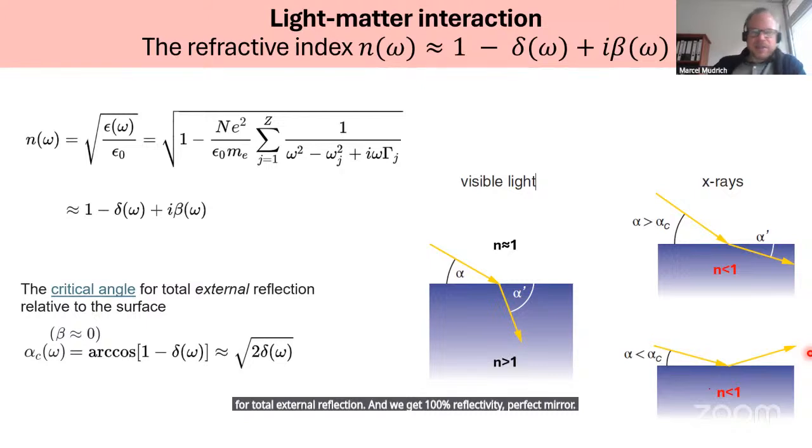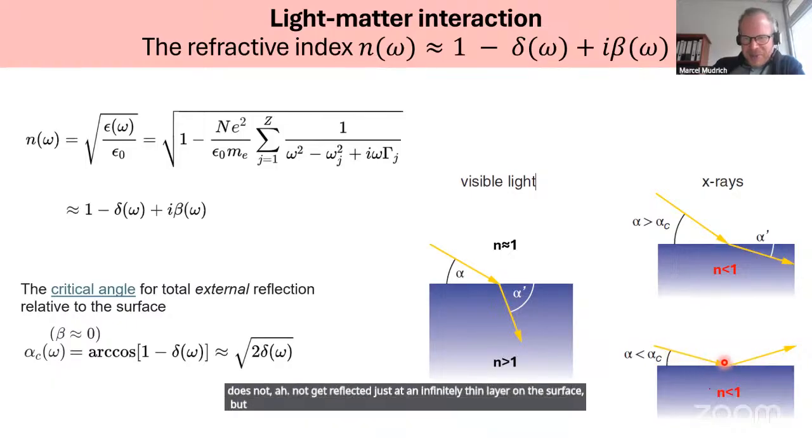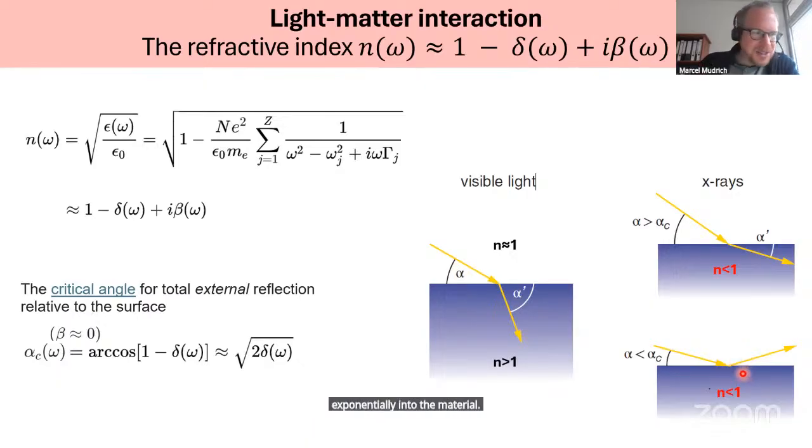And that is nearly true. Of course, the world is not perfect, and the light does not get reflected just at an infinitely thin layer on the surface, but still the light penetrates exponentially into the material by what is called an evanescent wave.